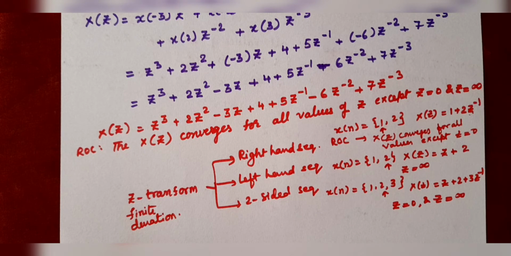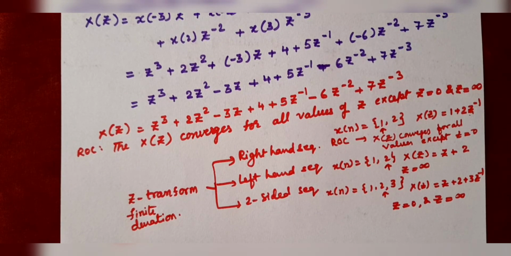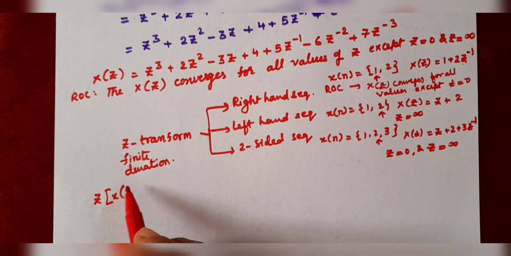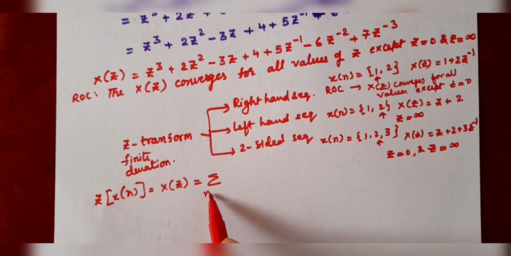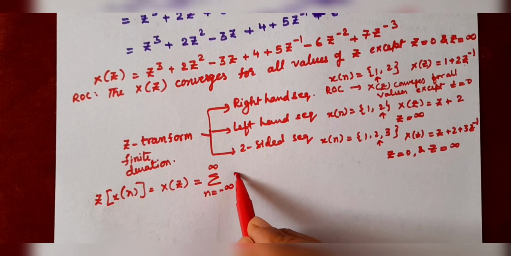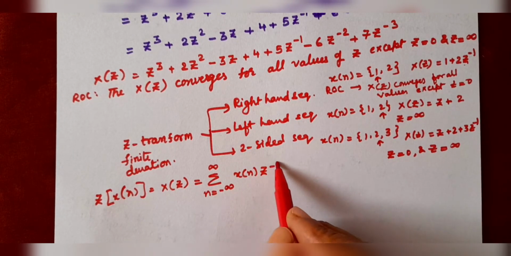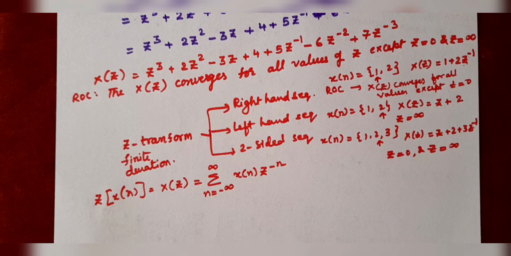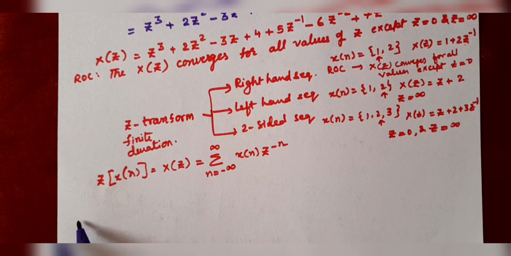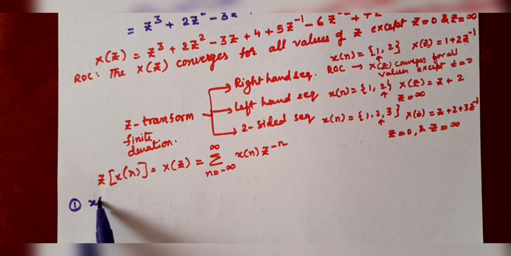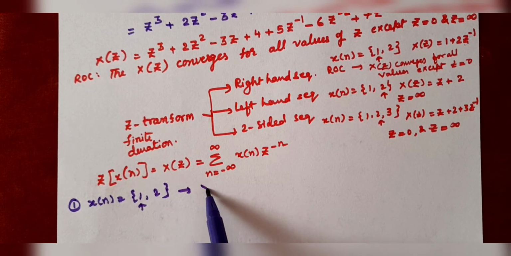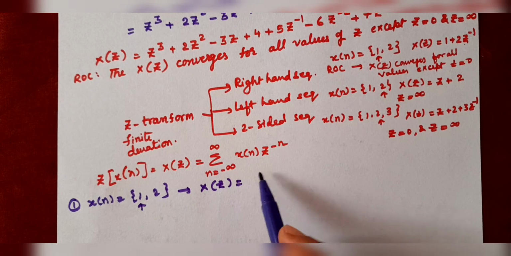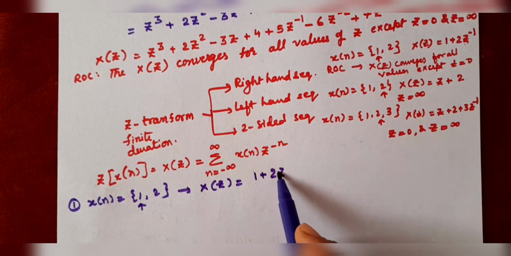Okay. So what is the summary or takeaway? Z transform of x of n is equal to x of z, summation n is equal to minus infinity to infinity x of n z to the power of minus n. Okay. So let us quickly summarize it once again. If you have taken right hand sequence, x of n is equal to 1, 2, so the answer will come as x of z is equal to 1 plus 2z to the power minus 1.